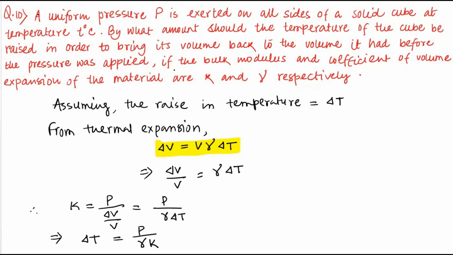So this is our answer. So by P by gamma K amount should the temperature of the cube be raised in order to bring its volume back to the volume it had before the pressure was applied. So this is the answer. So delta T is equal to P by gamma into K.